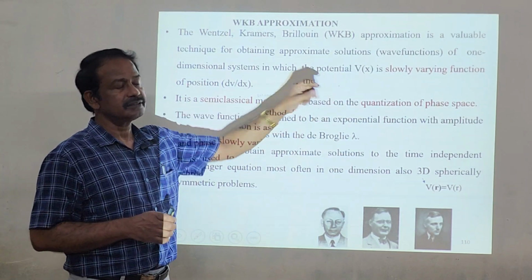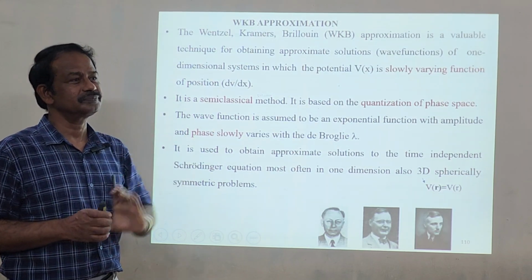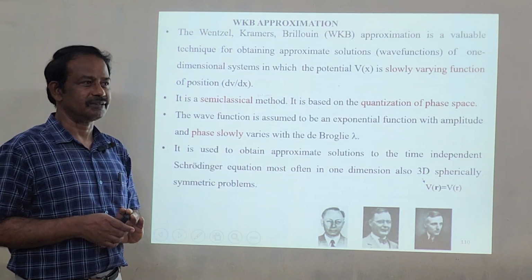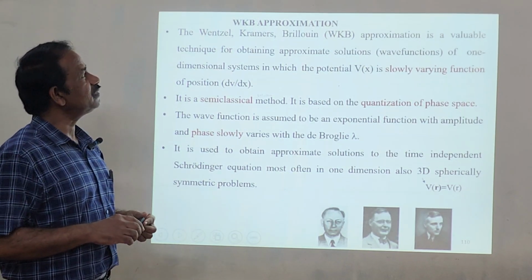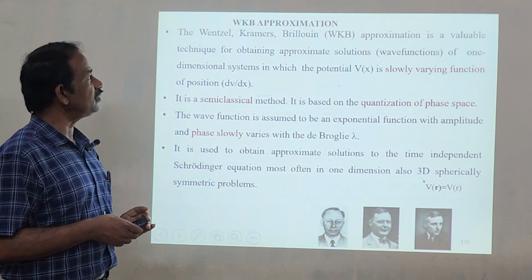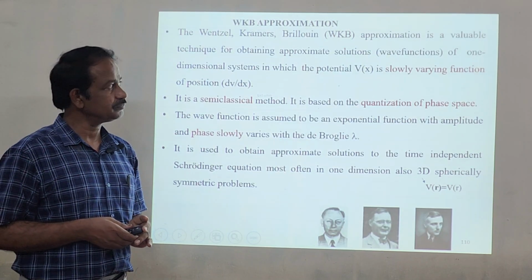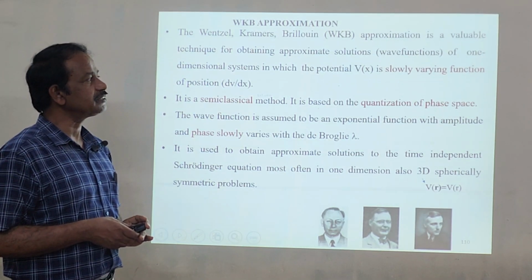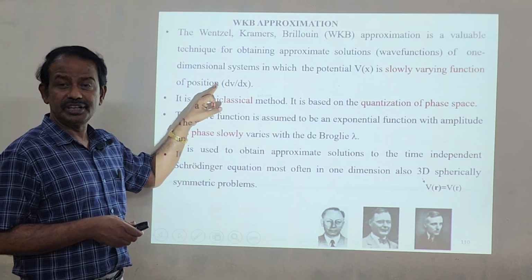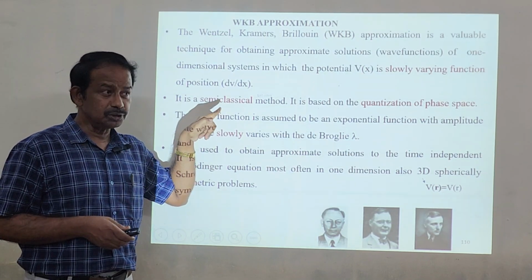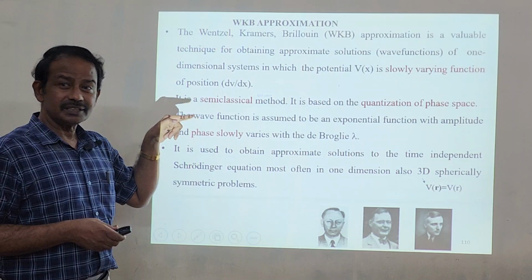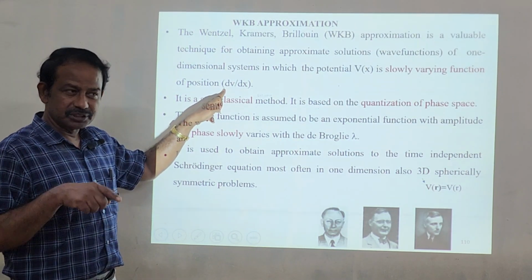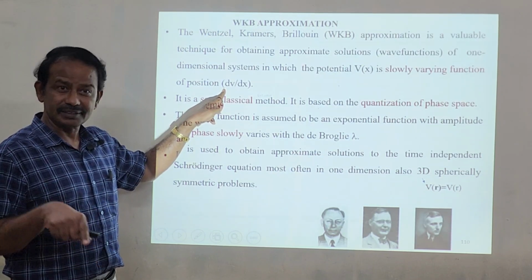Then a very important thing is that the potential will vary slowly. Okay, it almost remains constant throughout one de Broglie wavelength. So this is the idea. So the Wentzel, Kramers, Brillouin approximation is a valuable technique for obtaining approximate solutions of one-dimensional systems, in which the potential V of x is a slowly varying function of position. So dV by dx is small. Of course, we will be using only the time independent Schrodinger equation, so the potential depends only on x, not t.